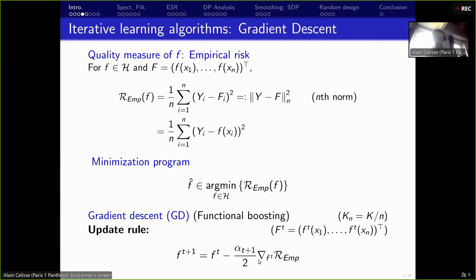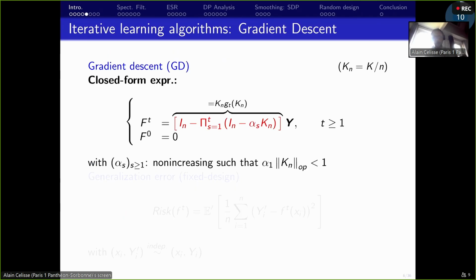And then I come up with a gradient of the empirical risk evaluated at ft, and it gives rise to the classical update rule for introducing the gradient descent algorithm. If I initialize the process at the null function f0, which is 0, I can simply iterate: calculate ft plus 1 from ft minus a given step size alpha t plus 1 divided by 2 times the value of the gradient of the empirical risk at ft. So this is really classical. And this is what I will consider in what follows.